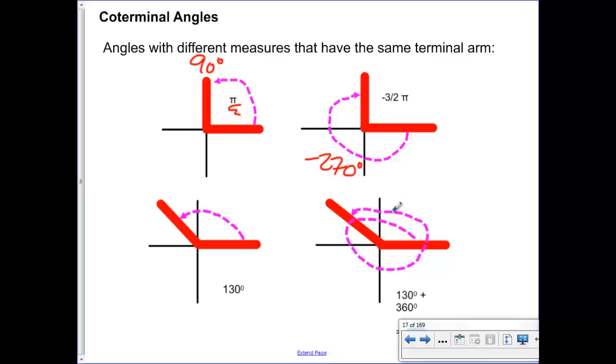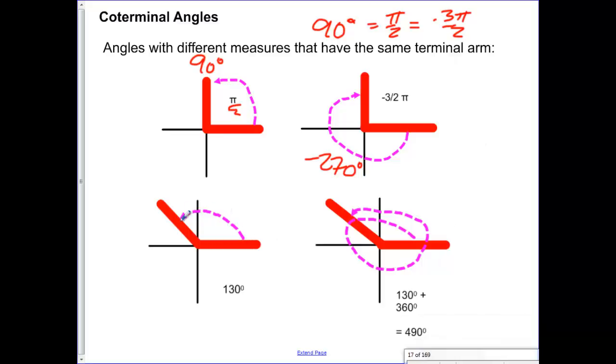What was that? So this angle, I could call this angle 90 degrees. I could call this angle pi over 2. I could even call this angle negative 3 pi over 2. They all mean the same thing. So 90 degrees means pi over 2, also means negative 3 pi over 2. That's called coterminal. So it's like the same angle written in different ways.